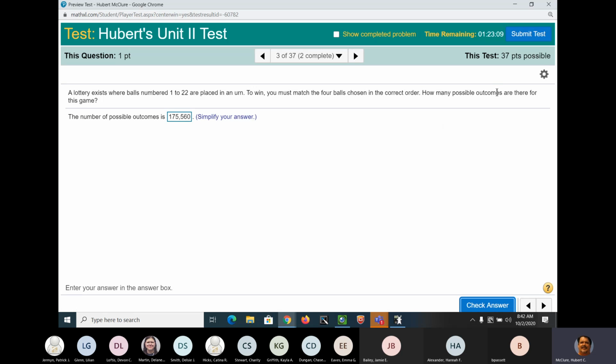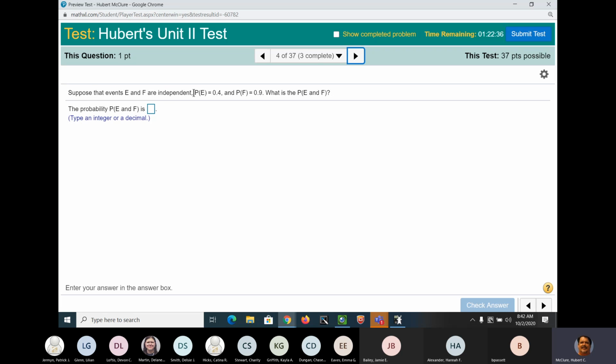How many possible outcomes are there for this game? That's where they get by with it. They don't usually have this. Usually they say, what is the chance of winning? That's where, okay, so how many outcomes is the denominator? I wish they would just take that "to win" out. If they would take that out, everything would be okay. All right, next.